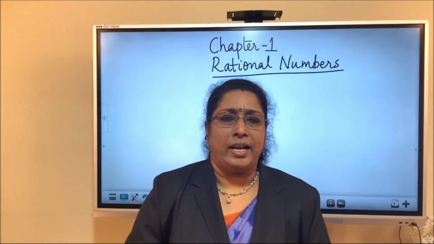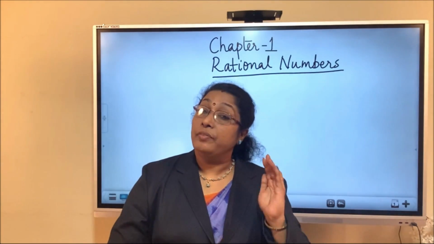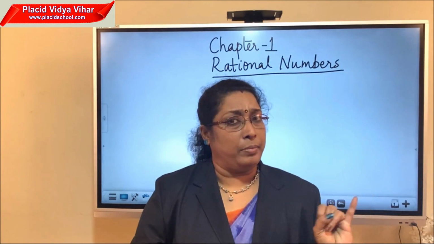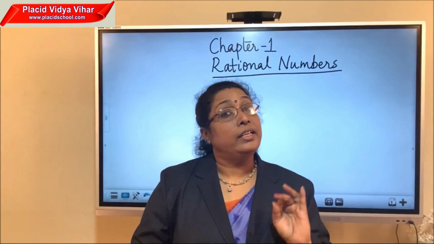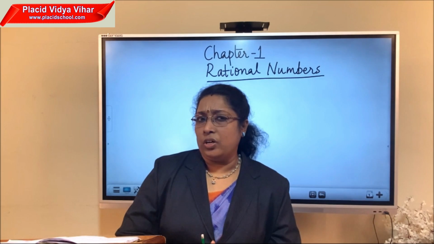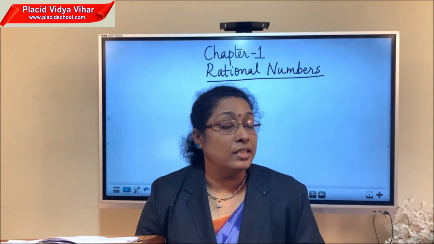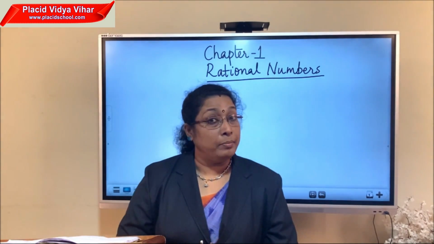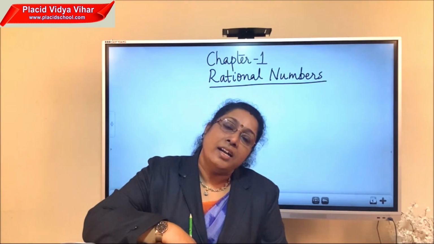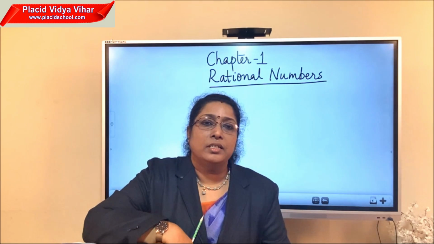Before talking about rational numbers, let us recall what we have studied in previous classes. So far, we have studied natural numbers, whole numbers, integers and fractions. First of all, let me ask you, what are natural numbers? Can anyone say what natural numbers are? All the numbers that we start counting from 1 onwards are called natural numbers.